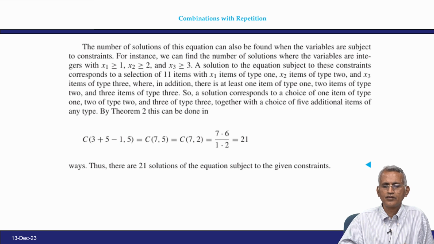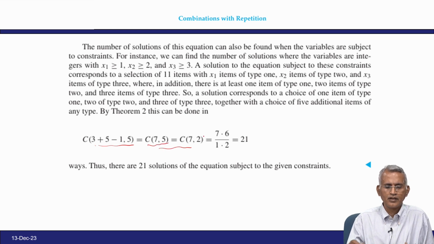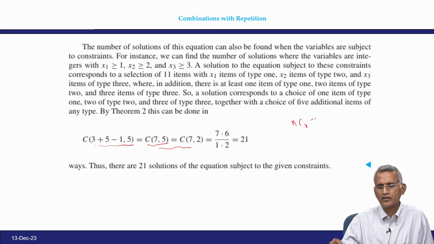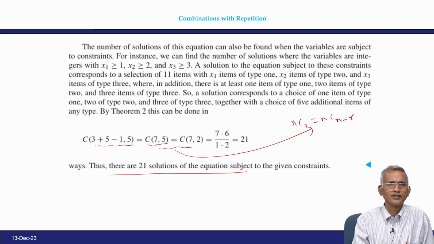So, a solution corresponds to the choice of one item of type 1, 2 of type 2 and 3 of type 3, together with the choice of 5 additional items. Therefore, by the theorem this can be done in (3 + 5 - 1) C 5 ways, which is equal to 7 C 5, which is equal to 7 C 2, because nCr equals nC(n - r). So it becomes 7 into 6 by 1 into 2, equal to 21 ways. Thus, there are 21 solutions of this equation subject to the given constraints. So, based on the constraints, we can get the possible solutions to the problem.